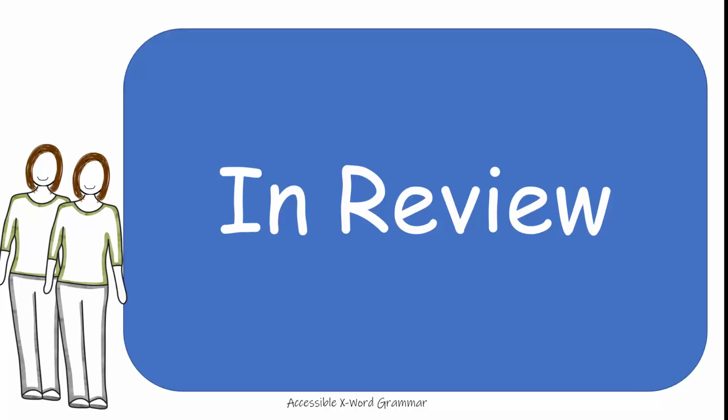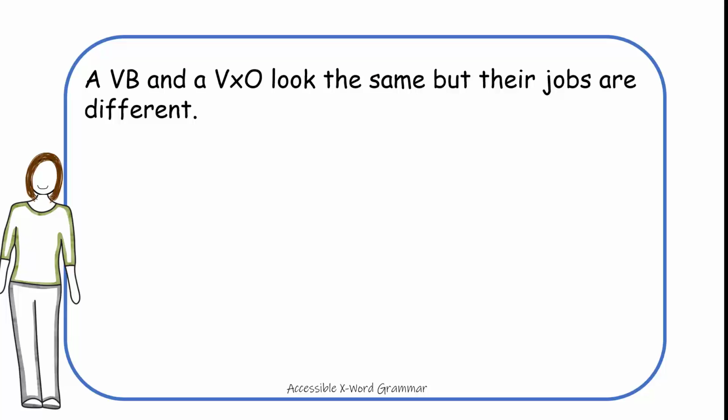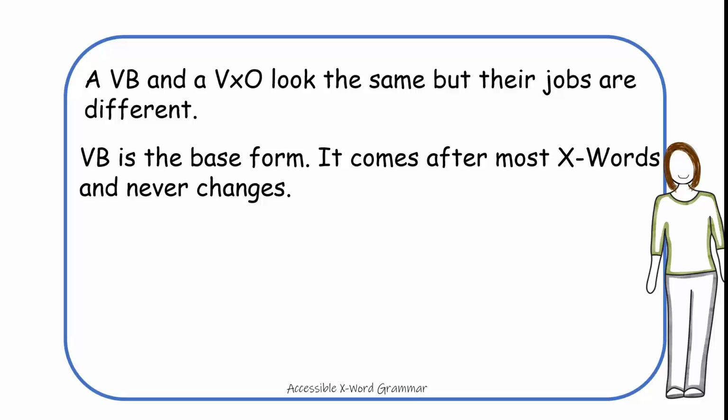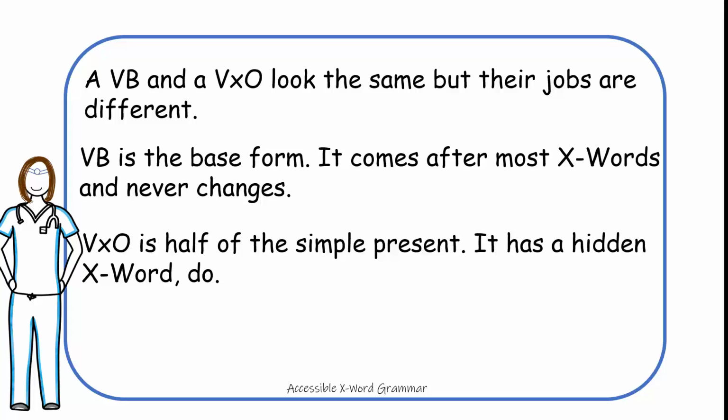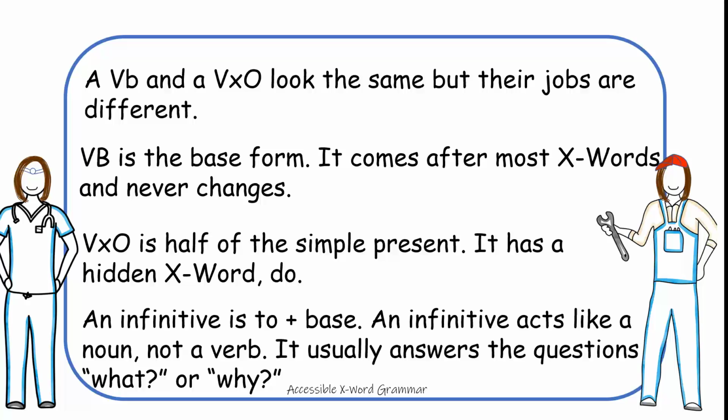In review, a VB and a VxO look the same, but their jobs are very different. VB is the base form. It comes after most X words and never changes. A VxO is half of the simple present. It has a hidden X word, do. An infinitive is to plus the base. An infinitive acts like a noun, not a verb. It usually answers the questions what or why.